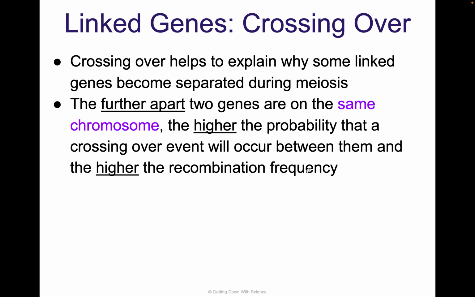So again, the further apart the genes are on the same chromosome, the higher the probability that a crossing over event will occur between them, and the higher the recombination frequency, meaning the less you're going to look like the parental type.